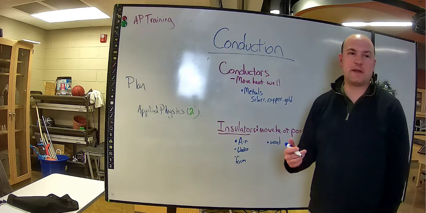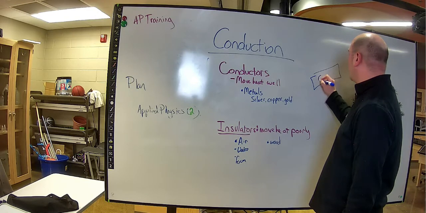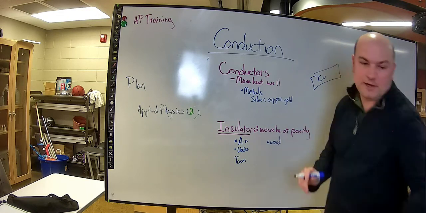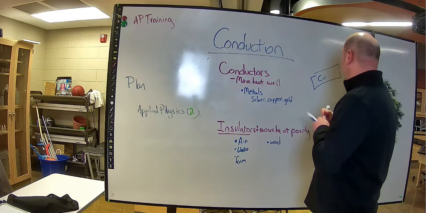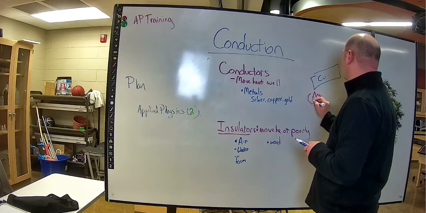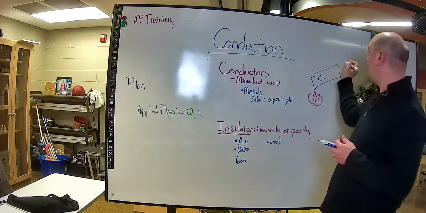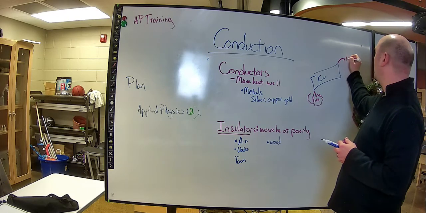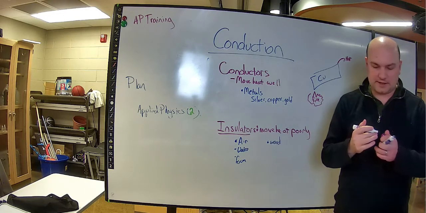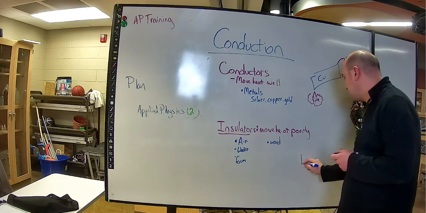And the way you want to think about that is, if you've got a piece of copper here, and you light a fire on one end, the whole bar is going to be hot. You don't want to touch the other end. That's going to happen fairly quickly, as opposed to something that's a better insulator.